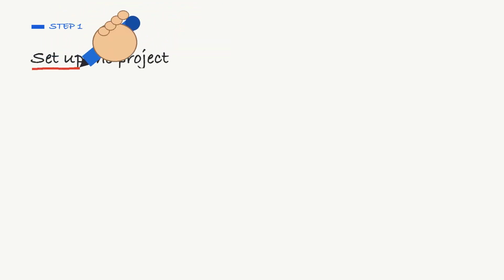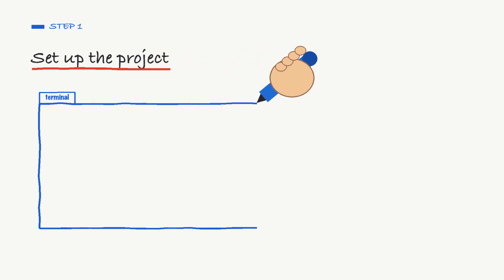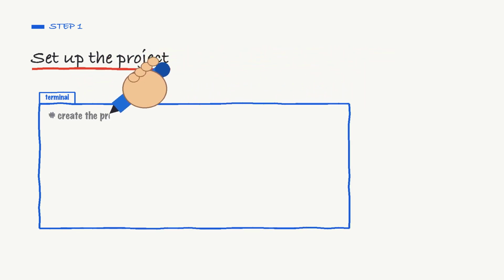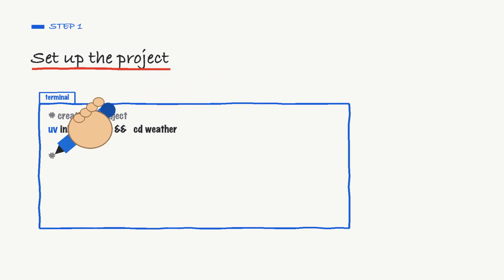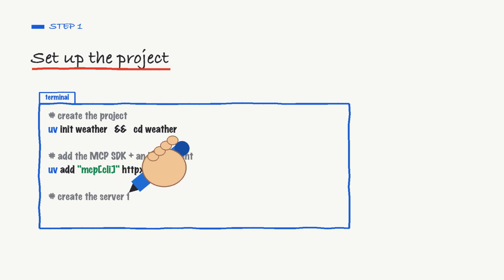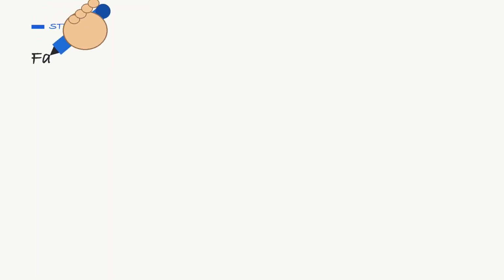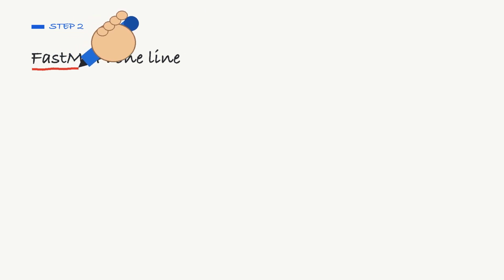Step 1. Setup. 3 commands. First, create a new Python project. We're using the UV package manager here. Second, add the dependencies, the MCP software development kit with its command line extras, plus an HTTP client for calling the weather API. And third, create one empty file, weather.py. That's the entire skeleton.